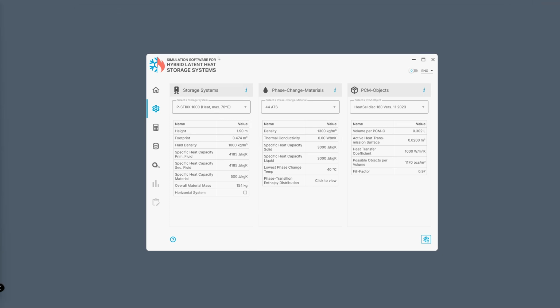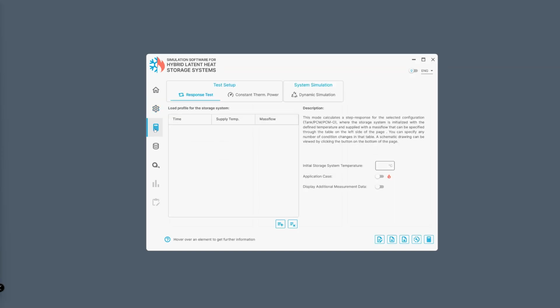After defining our storage system, we now can simulate it either as a response test, constant thermal power, or a dynamic simulation. In this case, I will only simulate a response test. I initialize the tank system to 55 degrees Celsius and now define the supply temperature to the storage tank.